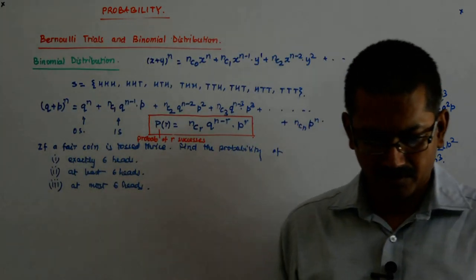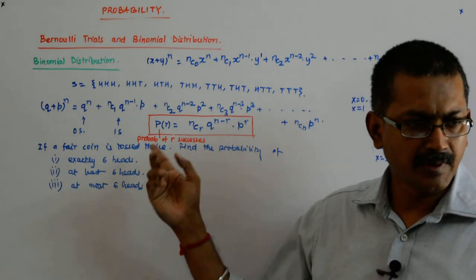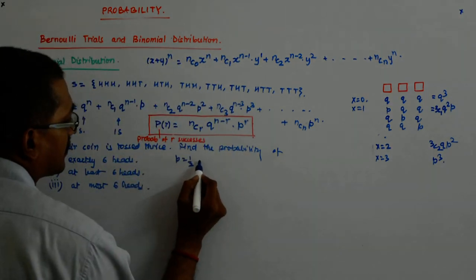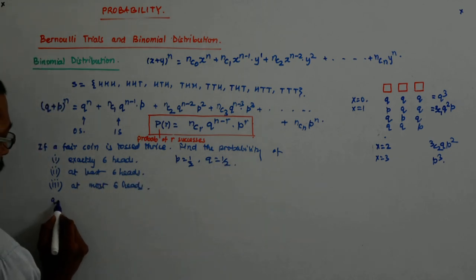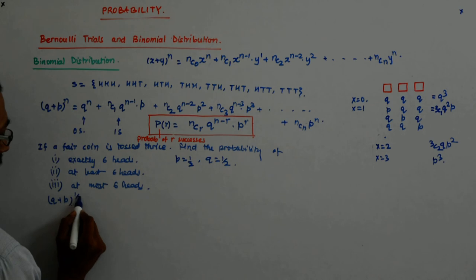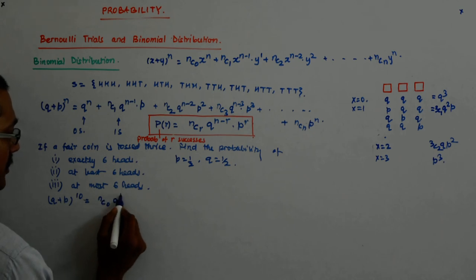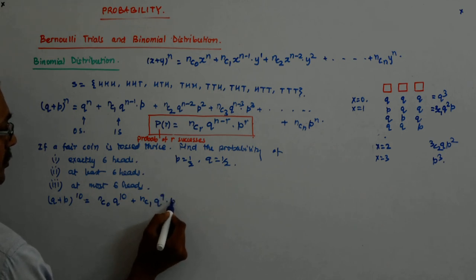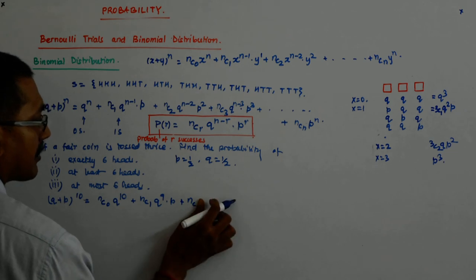So what do you do here? Getting a head is a success. And the probability P is half, Q is half here, right? So it will be (Q plus P) to the power 10, which is (1/2 plus 1/2) to the power 10. That will have 11 terms. NC0 Q to the power 10, NC1 Q to the power 9 into P.